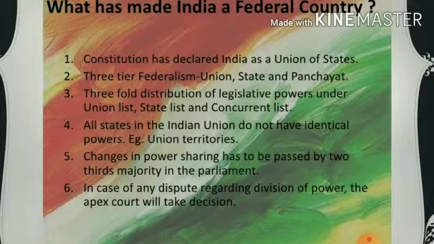But if there is any dispute between the central government and the state government, the central government authority will prevail. All states in the Indian Union do not have identical power. For example, union territories do not enjoy equal power as the states. Changes in power sharing have to be passed by a 2/3 majority in the parliament. In case of any dispute regarding division of power, the apex court will take the decision. It means the Supreme Court will take the decision in place of the central government or state government.